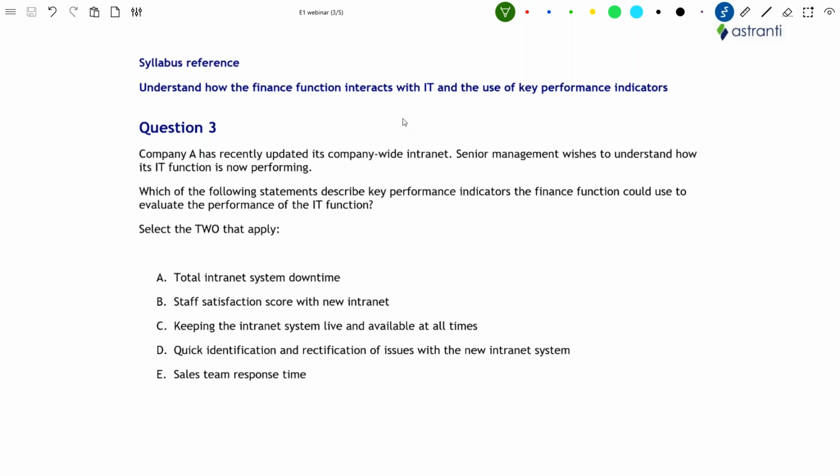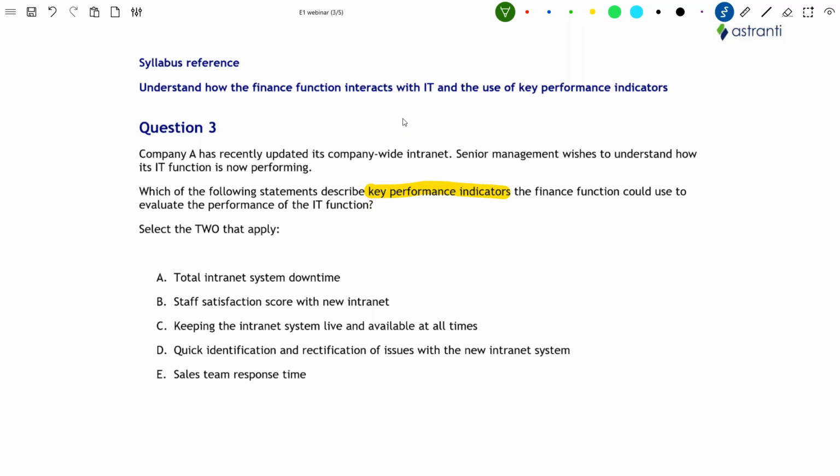Now, in this question, we do have a mini scenario here, which is going to give us some information, but let's take a look at our requirement line first, because remember, this is always good practice. And we're being asked in this question, which of the following statements describe key performance indicators the finance function could use to evaluate the performance of the IT function? Okay, and we're looking specifically at the IT function in this question, and we're being asked to select 2 options that apply from these 5 different options down here. Okay, so first of all, we need to establish what KPIs are, key performance indicators, this key term here.